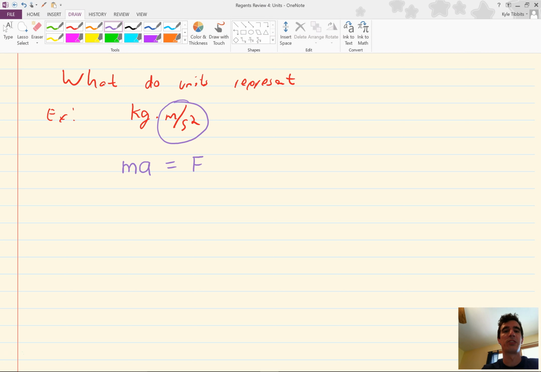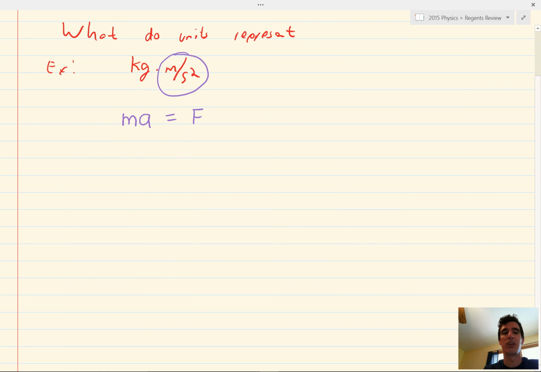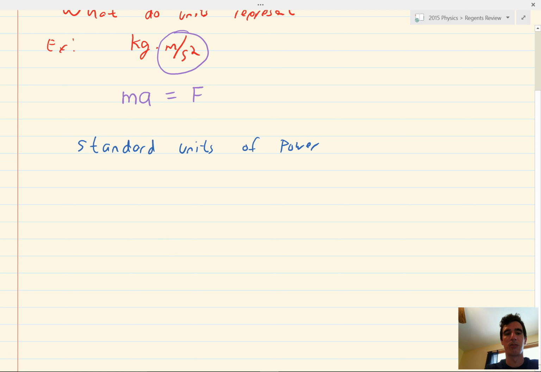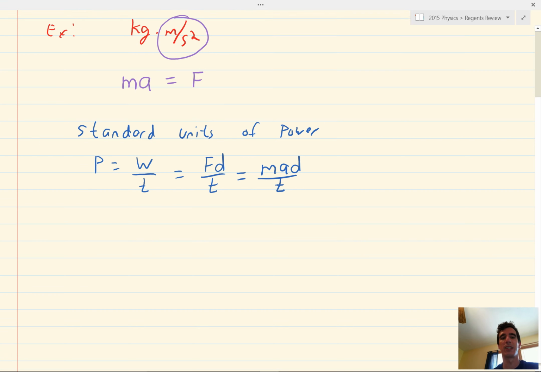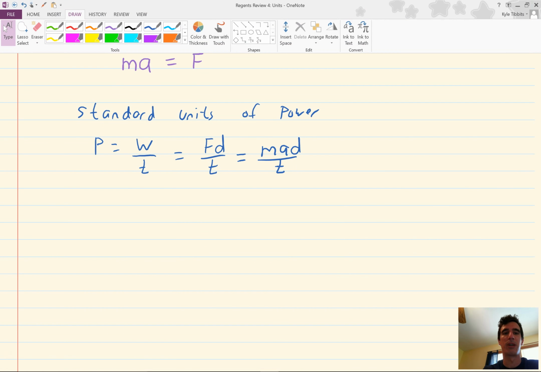Now let's do another example. This time, what if we're asked, what are the standard units of power? So we're going to find the standard units of power. So we'll do the reverse. Let's start with the formula for mechanical power. Power is equal to work over time, which is equal to force times distance over time. And for lifting something up, we say it's mass times acceleration times distance over time. So let's just look at the units of each one, because we can have possibly multiple answers.